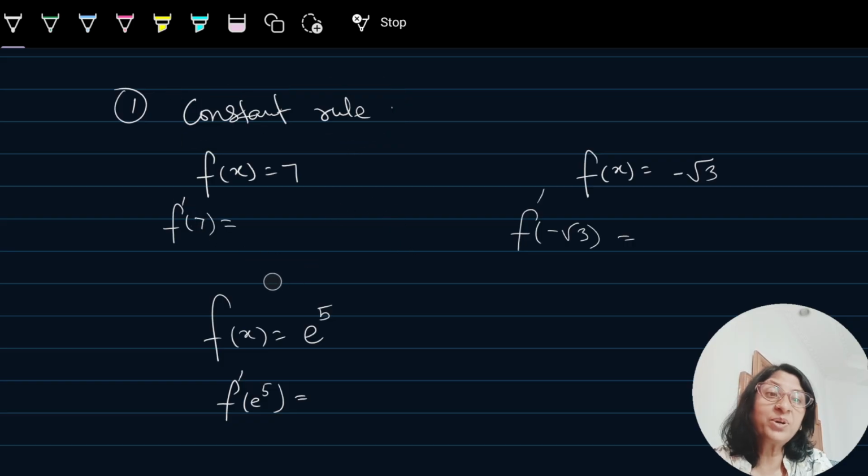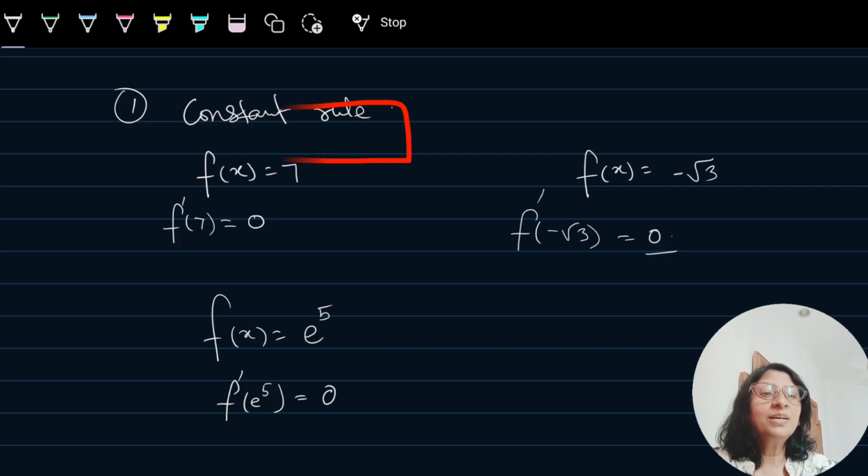Constant rule means there is no variable, and if there is no variable, our derivative will be 0. So if it is given f of x is equal to 7, the derivative of 7 is equal to what? It will be 0. In this case, if it is given e raised to the power 5, there is no variable, so the derivative will be 0. If it is given minus root 3, again there is no x, so it will be 0. So this is our first rule.